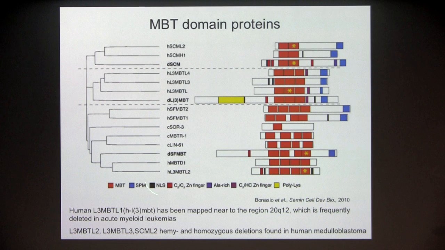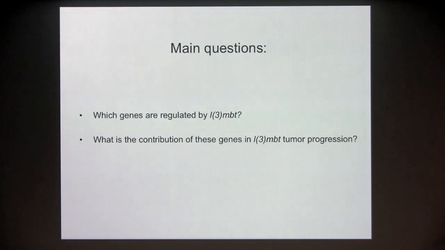In humans, L3-MBT has been mapped near the region 20q12, which is frequently mutated in myeloid leukemias, and some of its homologs in humans have homozygous deletions that have been found in human medulloblastoma. So there is a relation between cancer and this gene in humans. Although this is a transcription factor, our main questions in this project were what genes are regulated by this transcription factor, and what is the contribution of these genes to MBT tumor progression.